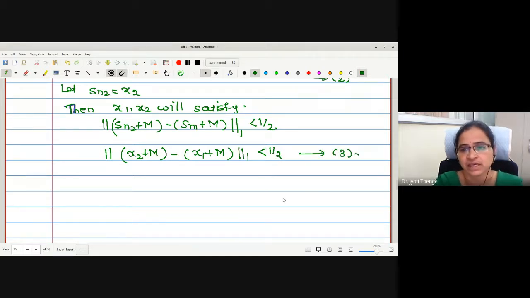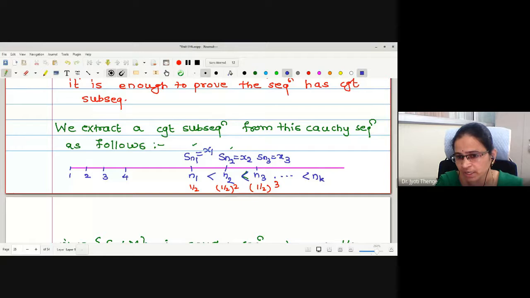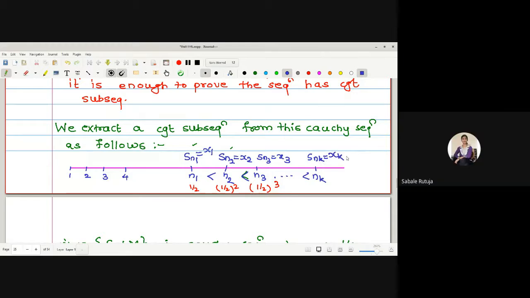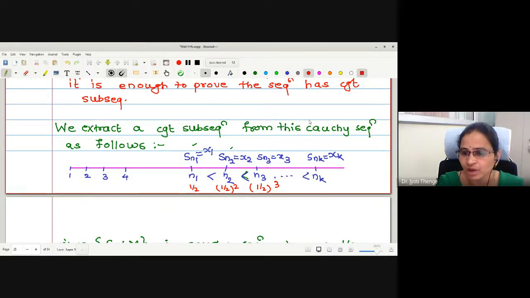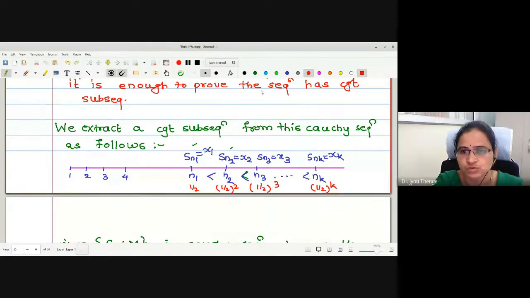See, now we have selected n1, n2 and are continuing this process. Up to which step can I continue? I can continue up to nk, a stage nk. What is the corresponding element here? Snk, which I am going to call xk. And what will be the value of epsilon at this stage? 1/2 raised to k. Good.